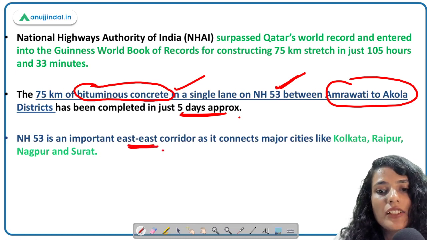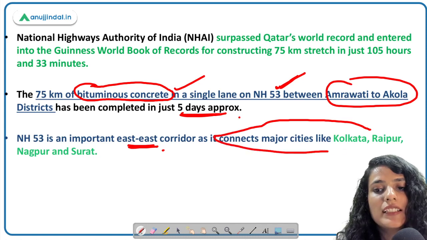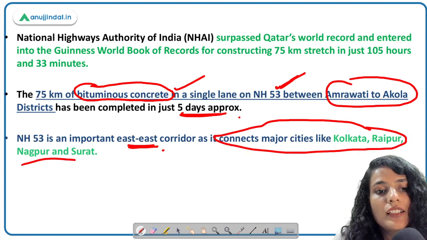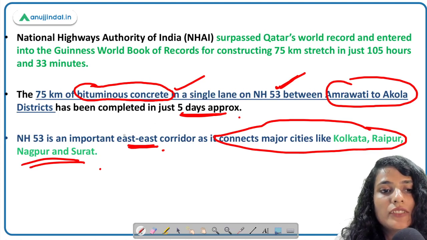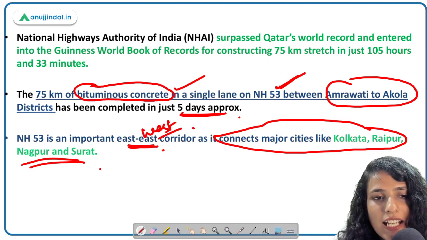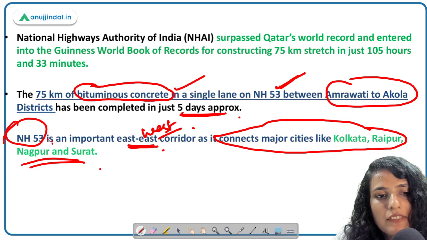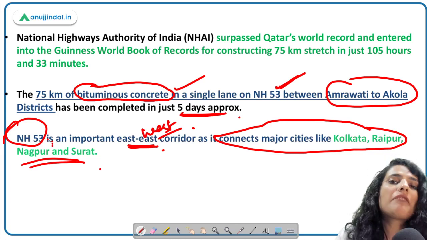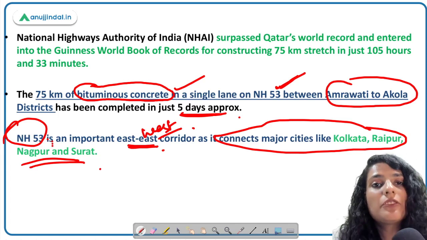Important east-east corridor hai, okay? East-east corridor hai that aims to connect major cities of Kolkata, Raipur, Nagpur as well as Surat. So, I guess we should basically call it an east-west corridor maybe. We will confirm the exact information on National Highway 53 and let you know about it.